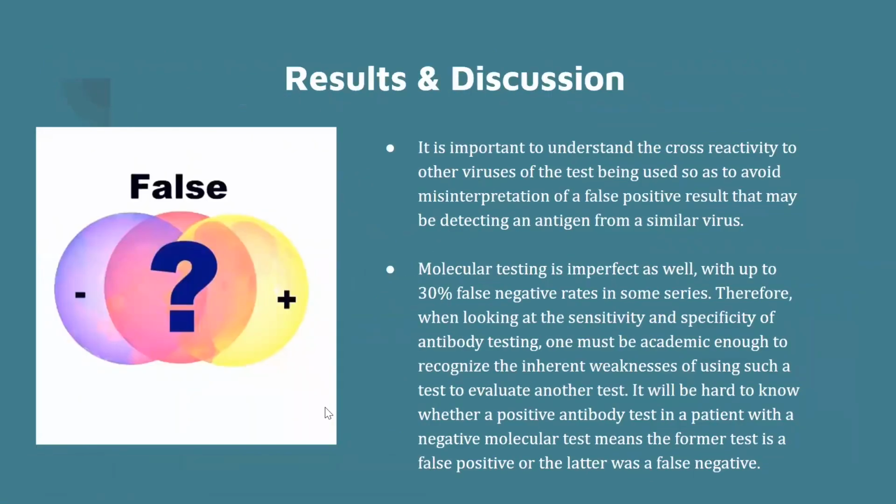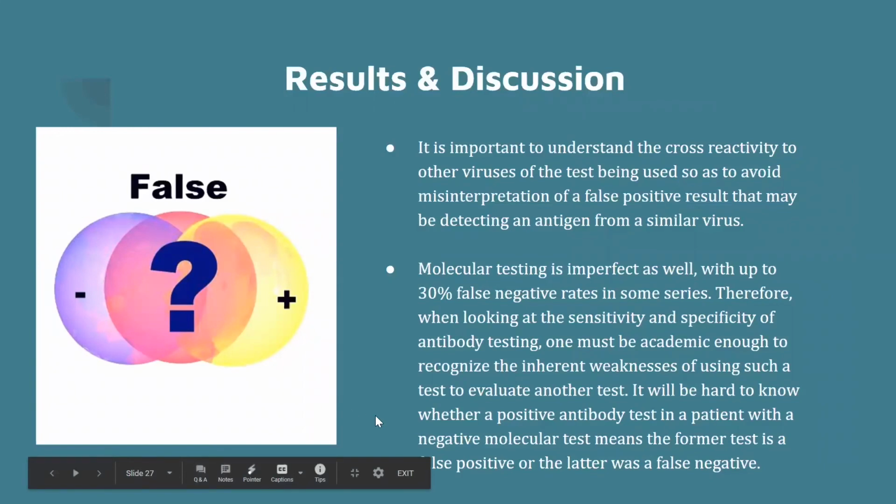Results and discussion. It is important to understand the cross-reactivity to other viruses of the test being used so as to avoid misinterpretation of a false positive result that may be detecting an antigen from a similar virus. Molecular testing is imperfect as well, with up to 30% false negative rates in some series. Therefore, when looking at the sensitivity and specificity of antibody testing, one must recognize the inherent weaknesses of using such a test to evaluate another test. It will be hard to know whether a positive antibody test in a patient with a negative molecular test means the former test is a false positive or the latter was a false negative.